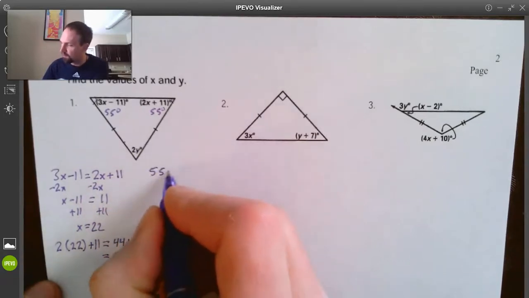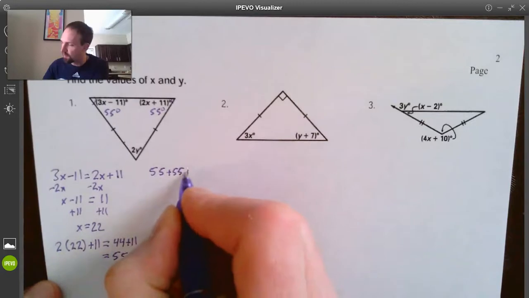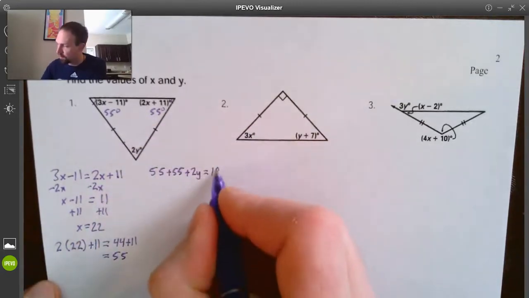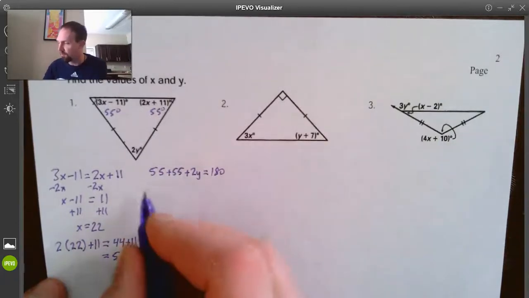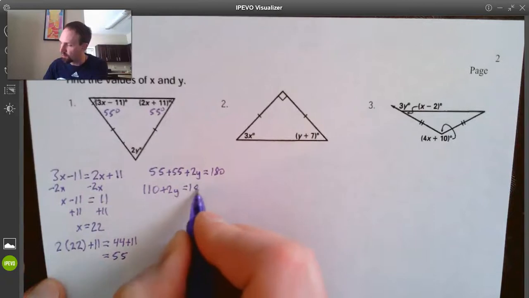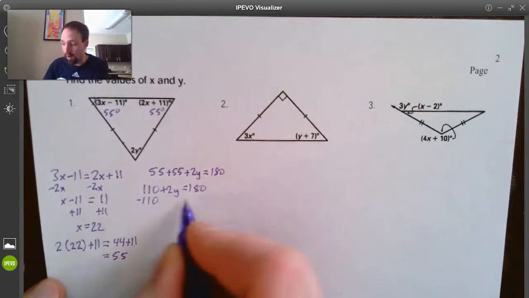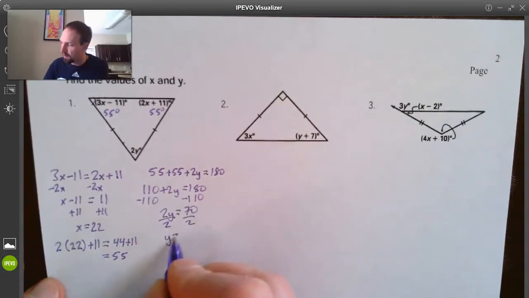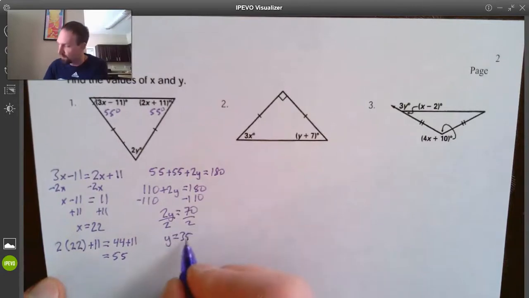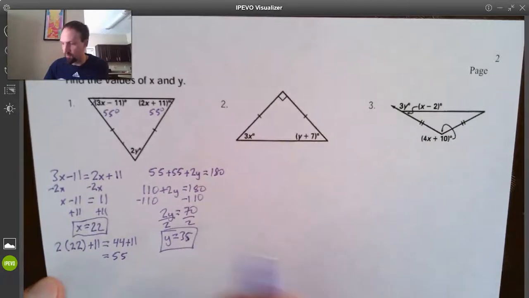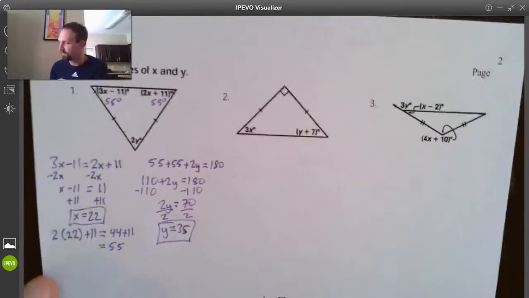So 55 plus 55 plus 2y, so all three of these, is equal to 180. 55 plus 55 is 110, plus 2y equals 180. I'm going to subtract 110 off both sides, and I get 2y equals 70. Divide by 2, I get y equals 35. So now I have both the value of x and y. I am done with this one.